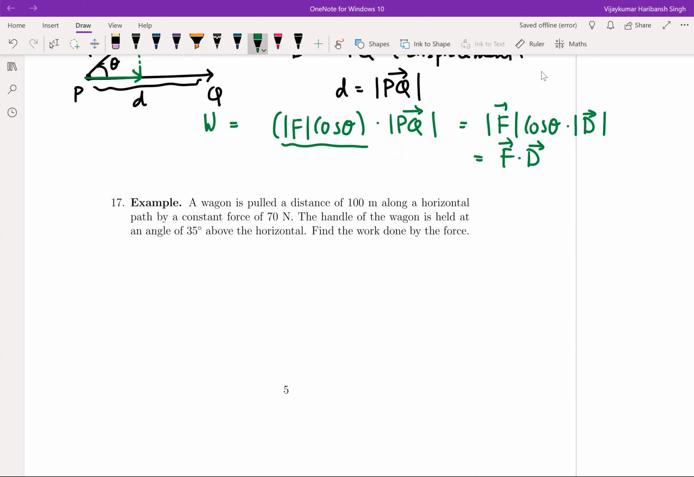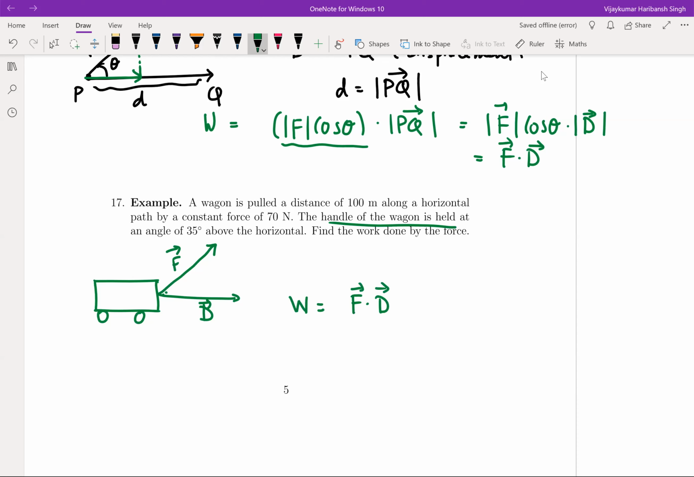So you have a wagon, and this is the horizontal, and your force is what? The handle of the wagon is held at 35 degrees above the horizontal. So the force will be applied in this direction, right? Because you have this handle and you are pulling it with the handle. So this is where the force is acting, and it's creating the displacement in this direction. So work done would be F dot D.